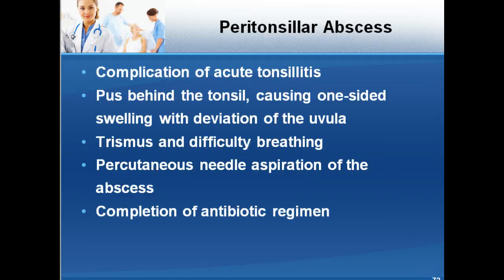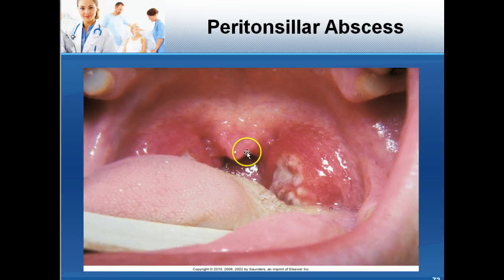Peritonsillar abscess is a complication of acute tonsillitis. That means they continuously get tonsillitis, and the pus behind the tonsil causes one-sided swelling with deviation of the uvula, trismus and difficulty breathing. Treatment is percutaneous needle aspiration of the abscess and completion of the antibiotic regimen. That's what you've got going here. And I got a picture. Let me show you the abscess there. Ooh, look how nasty that tongue looks and everything.